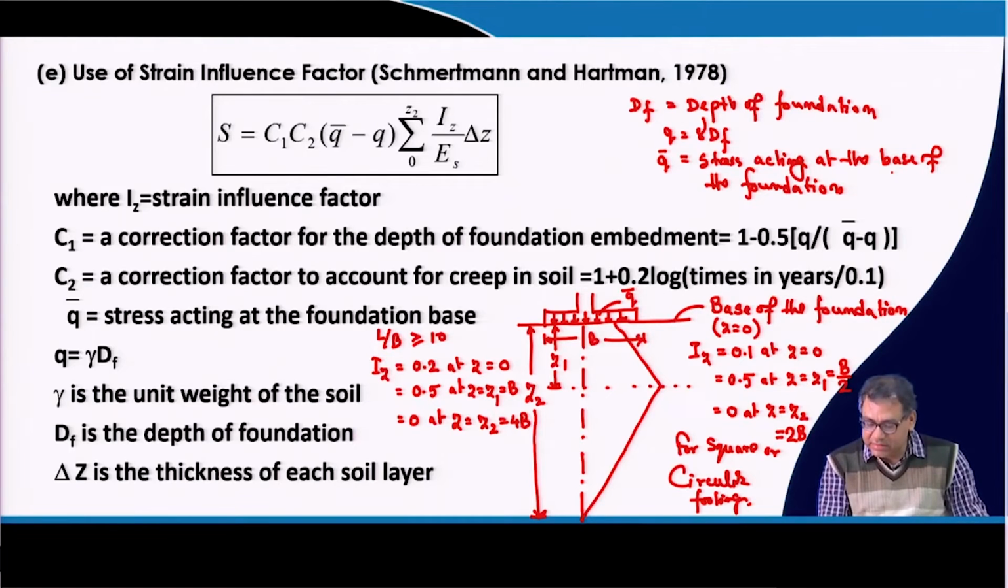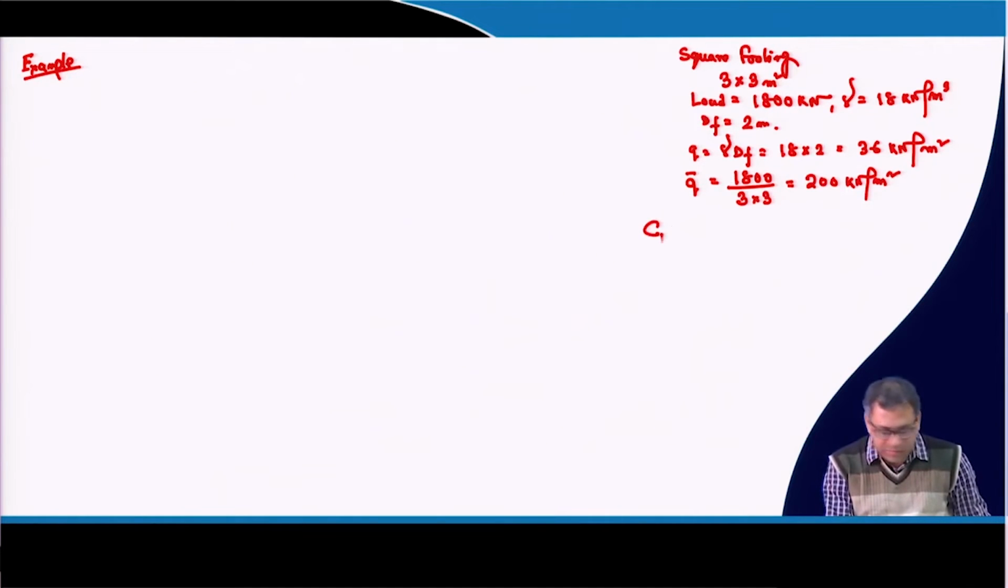Okay, so now the C1 expression is given, that is the correction for the depth of foundation: 1 minus 0.5 q divided by q bar minus q. So, C1 is equal to 1 minus 0.5 times q, which is 36, divided by q bar, which is 200, minus q, which is 36. That is why C1 is 0.89.